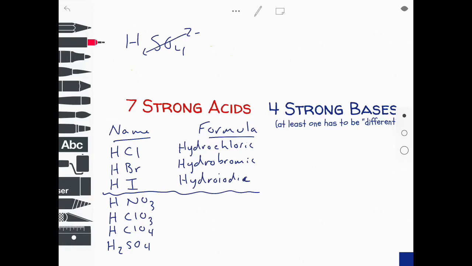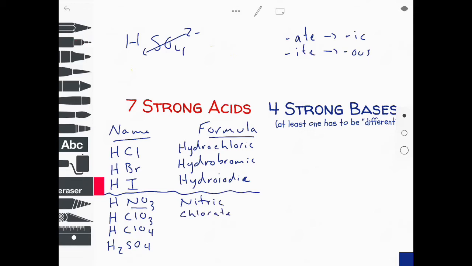The other ones come from the ate to ic and ite to ous idea. So ate goes to ic in an acid, and ite goes to ous in an acid. So if I look at that, that's nitrate, it simply becomes nitric, and then you'd write the word acid. Okay, what is ClO3? ClO3 is chlorate, right? So if I simply take out the ate, this is now chloric acid.